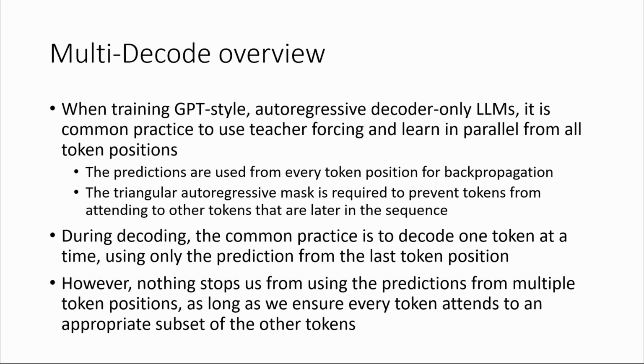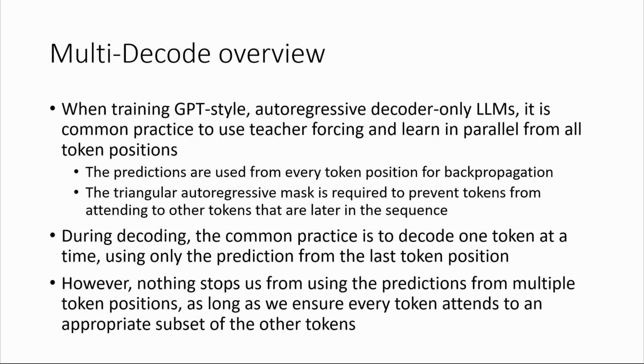The other pattern we have is that during decoding, the common practice is you do some kind of prefill on the prompt, but then when the model is outputting tokens, you decode one token at a time using only the prediction from the last token position, which, as an autoregressive model, makes perfect sense. It's only trained to predict the next token. And there's speculative decoding and multi-token prediction, different research that's been done to see if we can predict not just the next token, but 2 tokens out, 3 tokens out, whatever. But it's very logical that we just take this last token position.